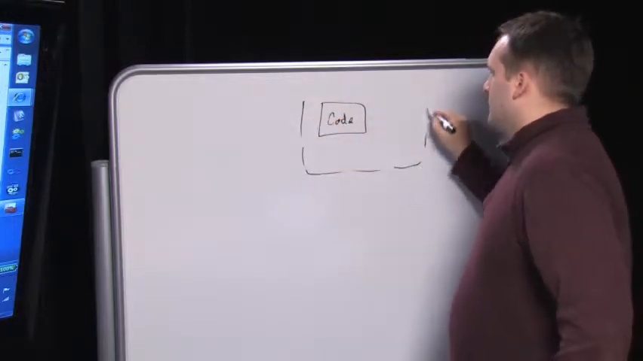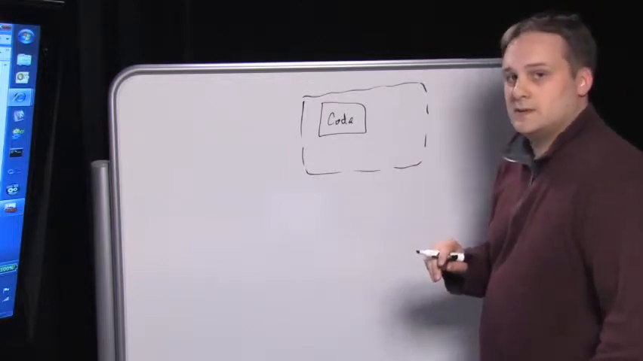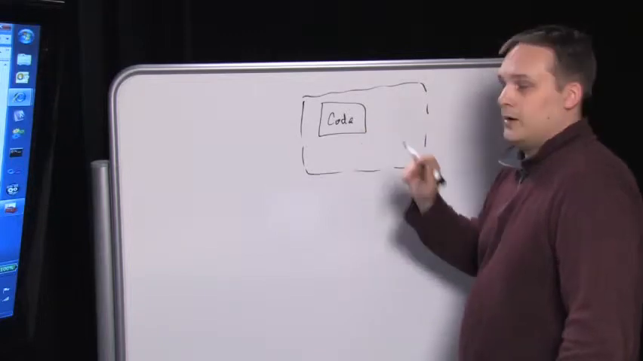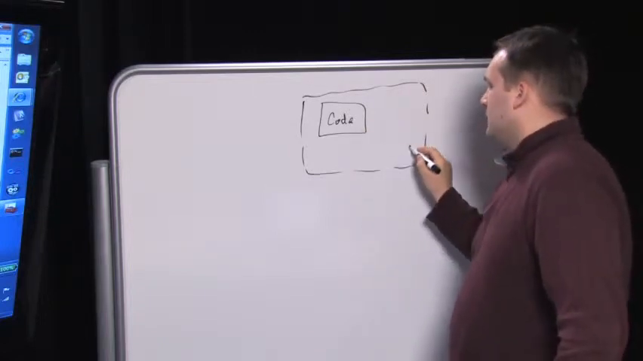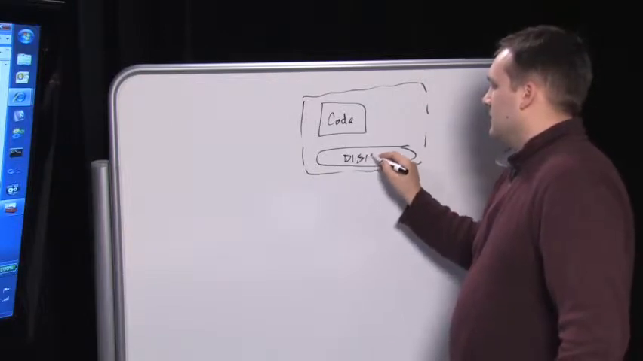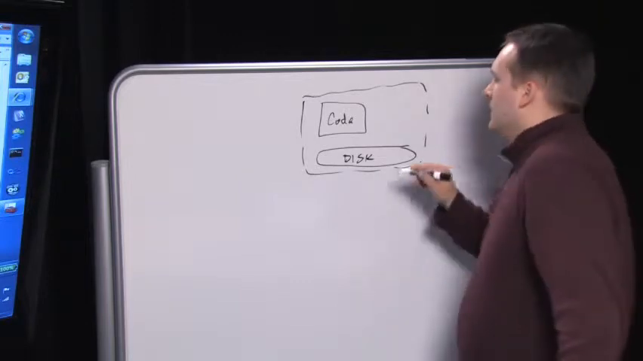Your code runs in a VM. So in Windows Azure, you have an instance. Within that role, you have this instance that's running your code. Now, the code has access to local resources, and those local resources are like disk, for instance. So you have storage on the actual VM itself.